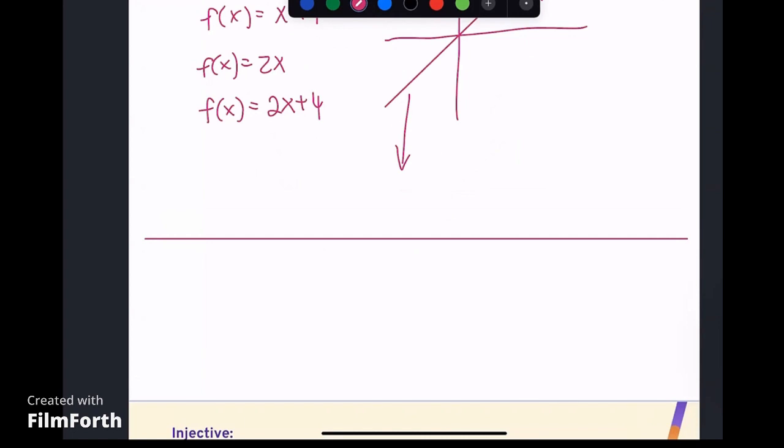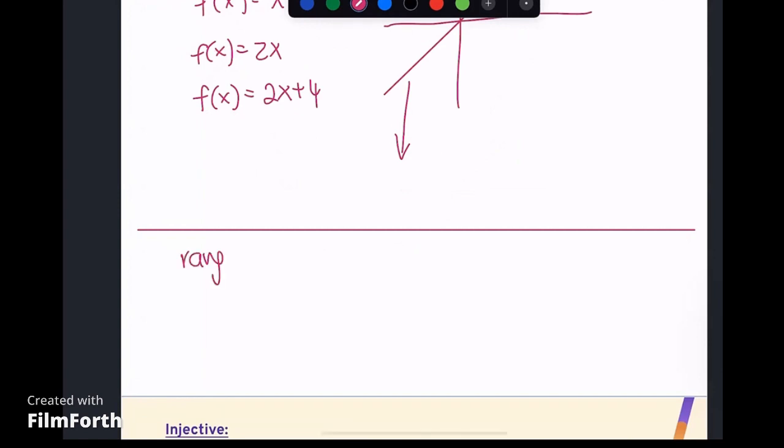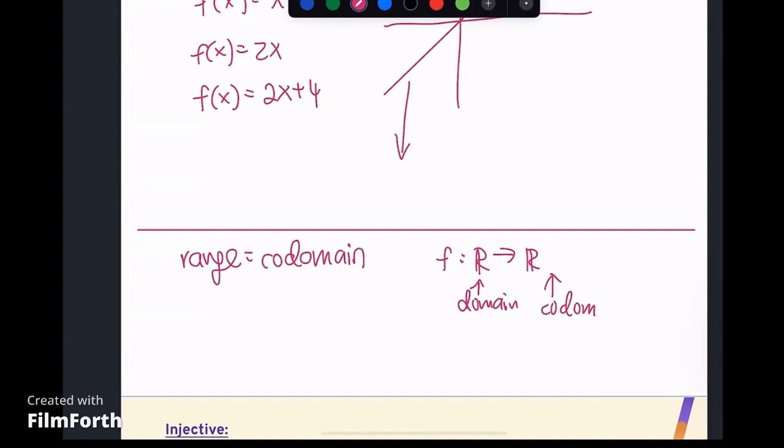Okay, surjective. Surjective is when range equals codomain. This can sort of mean that if we're given the codomain of real numbers, we can achieve all the real numbers, right? Not in all cases can you achieve all the numbers in your codomain. Let's consider the function x squared. That's not going to be surjective, right? Because we can't achieve any of the negative numbers. X squared is always going to be non-negative, right?